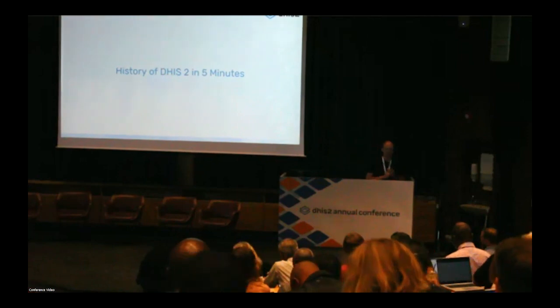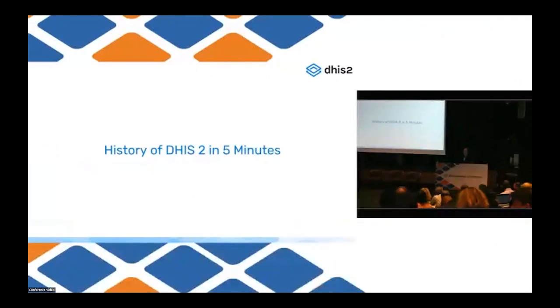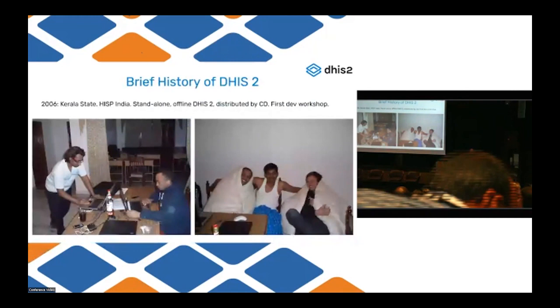So to begin with, I'm going to have the very difficult task of explaining the history of DHIS2 in 5 minutes. Probably cannot be done, but let me try. One of the key messages here is that it hasn't really been the way it is now all the time. This is pretty new. The way things are now with product managers and solution architects and Jira and CI pipelines, it didn't really used to be like that in the beginning.